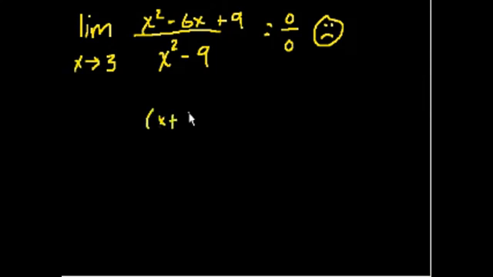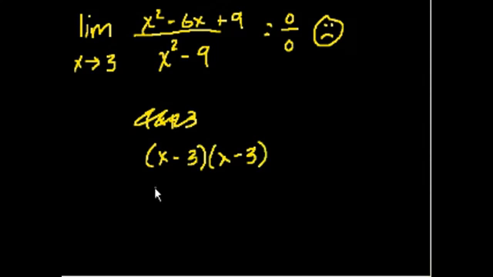So let's say that this is the same thing as, let's see, that looks like x plus 3. No, x minus 3. That's a minus. Let me scratch that. This is x minus 3. It actually looks like it's x minus 3 squared, but we're just going to write x minus 3 times x minus 3, which is, of course, x minus 3 squared. And then the denominator, you know how to factor these. This is x plus 3 times x minus 3.